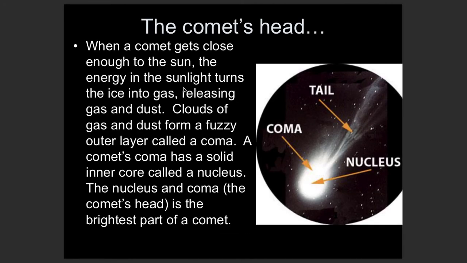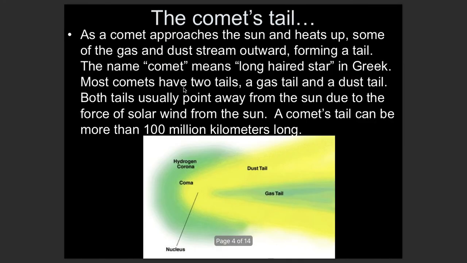The comet is made up of different things. You have the comet's head. When a comet gets close to the sun, the energy in the sunlight turns the ice into gas, and it releases gas and dust. Clouds of gas and dust form a fuzzy outer layer known as a coma. A comet's coma has a solid inner core, called the nucleus. The nucleus and the coma make up the comet's head. It's the brightest part of the comet. That's the part that we see when we look up at comets.